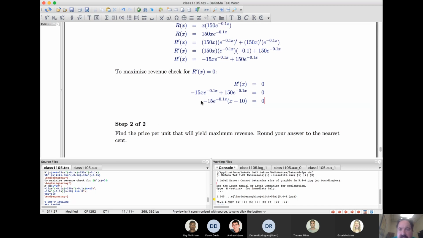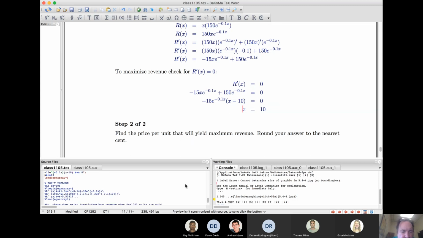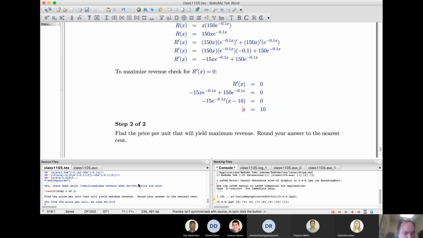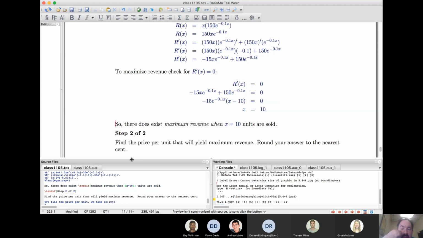All right. This part is just a constant and an exponential. That is never 0. So then you set this equal to 0, and we get x equals 10. So that is the one and only critical value that we have. So that's the answer to the first part. When x is equal to 10, that's where revenue is maximized.